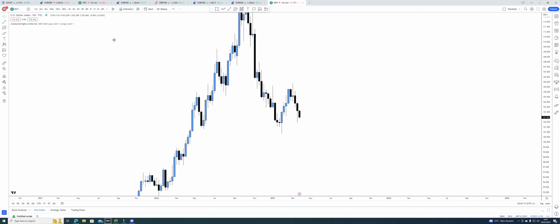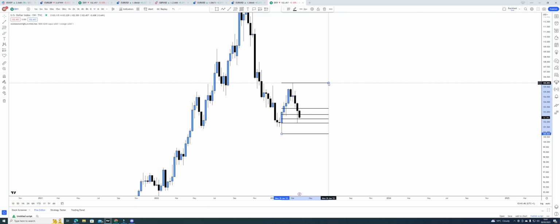Okay, so I'm going to do a full top-down analysis starting from the weekly on the DXY, as higher time frame narrative is everything in trading. I'm not one of these retail traders that just looks for patterns on the 5 and 50 minute time frame, because that's just ridiculous.